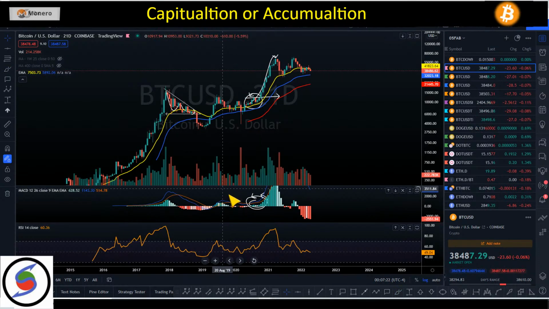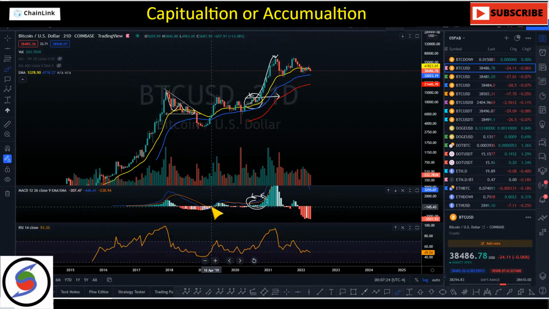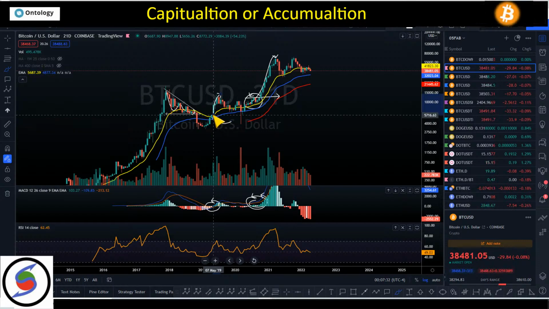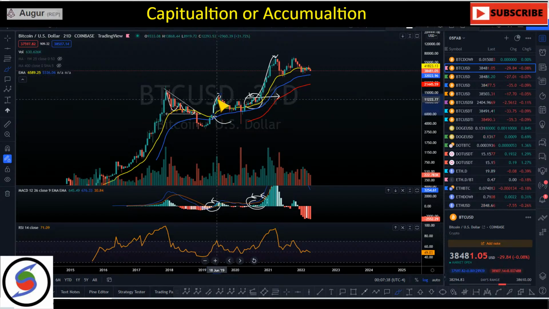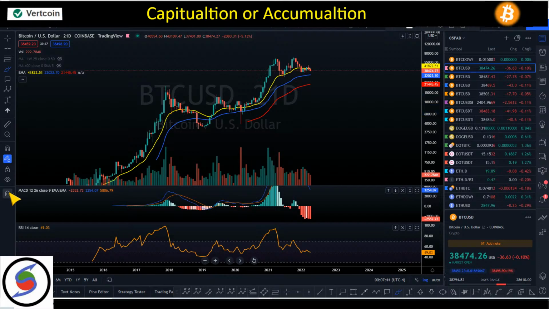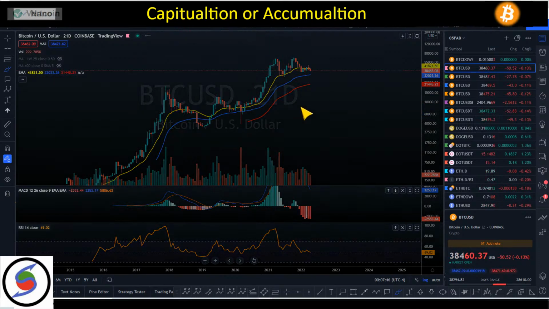If you take a look at it right here, back in 2019, right after the 3 weeks time frame pumped above the 21 EMA, we pumped. We got to like 57 and pumped all the way up to like 14K. And if you guys recall, I was calling for 14K back then, saying 14K is the easiest target to hit. But that's going to be a different topic.